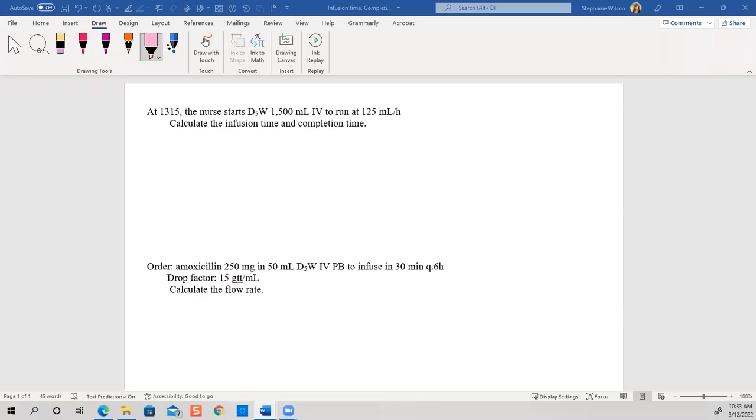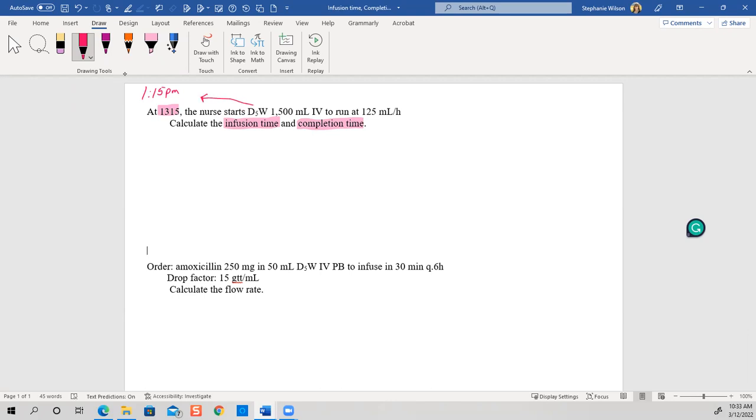Let's talk about infusion time and completion time. Whenever you have to do an infusion, you need to know when the start and stop time will be. So let's look at this example. It's at 13:15. That tells me that it's 1:15 p.m., right? And the nurse starts this Dextrol 5 water at 1:15 p.m.